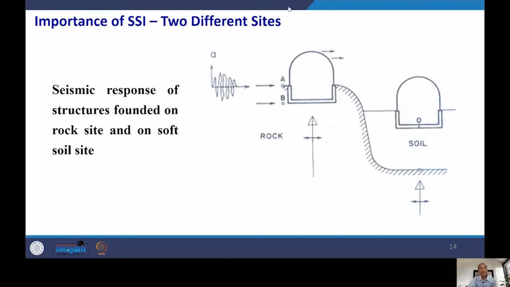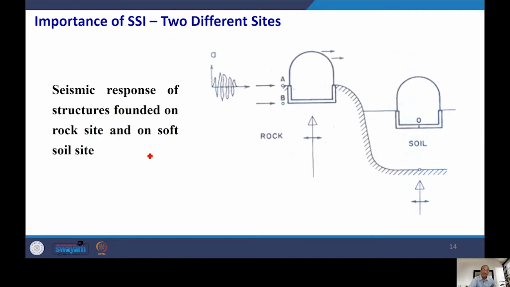So let's compare the seismic response of structures which are founded on a rocky site and on a soft soil site. Here you have the rock site and here you have the soft soil site. When the structure is situated on the rock, let's see what happens. But before we proceed further, you need to understand that both structures are identical. That means their material and geometrical properties are the same, number one. They are subjected to the same input motion, or seismic excitation.